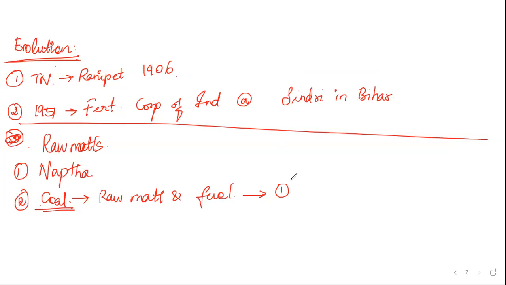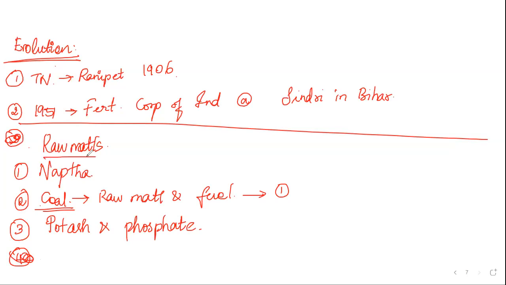The next important factor for the presence of fertilizer industry near ports is the import of potash and phosphate. Since these two raw materials are not present within the country, they need to be imported, and that is also another reason. The next important factor we will come to later. Now, follow this. From the perspective of raw materials alone, we'll conduct a discussion.